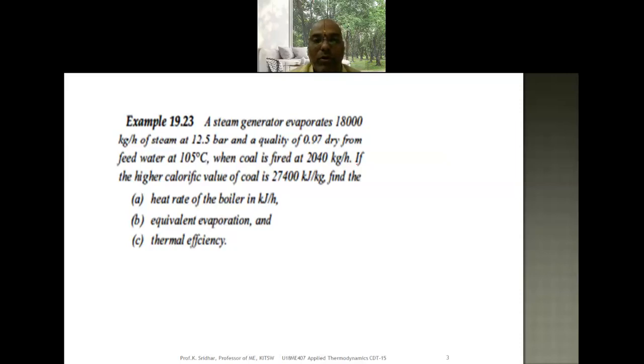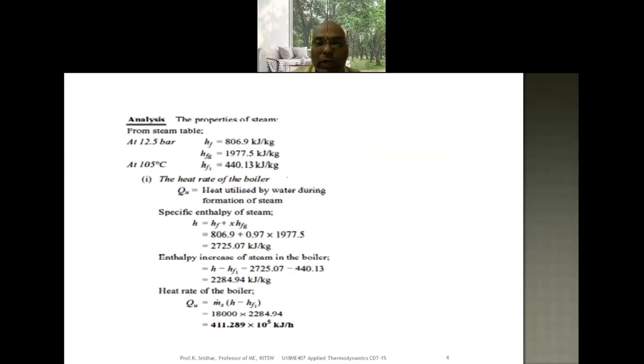Let us see the first problem. A steam generator evaporates 18,000 kg per hour of steam at 12.5 bar and a quality of 0.97 dry, from feed water at 105 degrees centigrade, when coal is fired at 2040 kg per hour. If the higher calorific value of the coal is 27,400 kilojoules per kg, find the heat rate, equivalent evaporation and thermal efficiency. As usual, first you write down the given data.